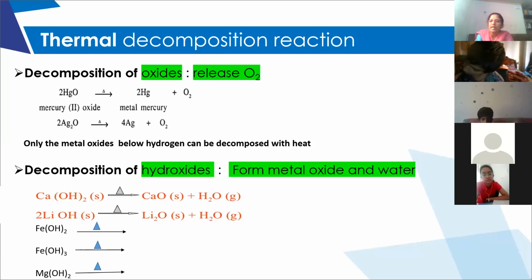Generally, gold and platinum are called noble metals, as we say noble gases, the 18th group elements, inert gases. We call them inert metals or noble metals. Clear?